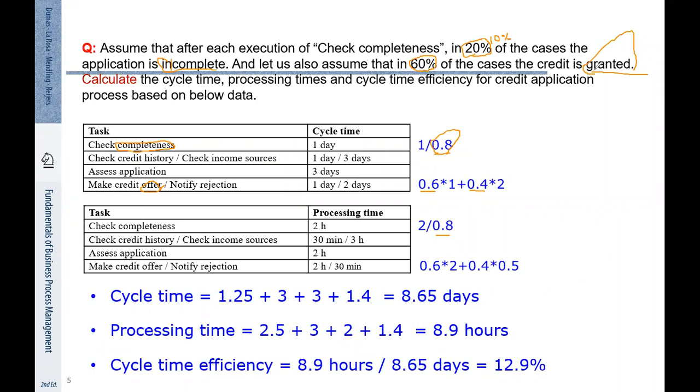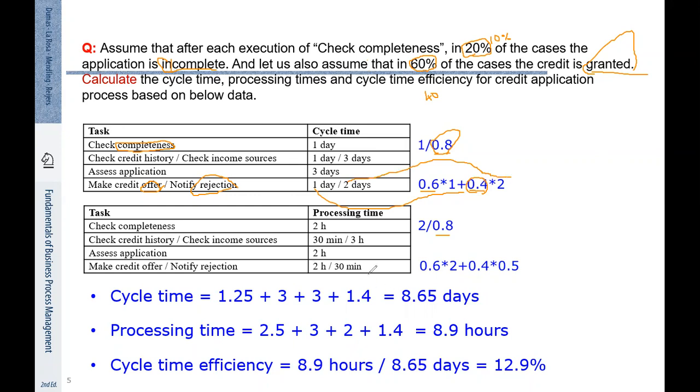Okay. So which means that the 60% is offer. So here you have to take 60% as 0.6. You have to multiply with 1 because of the 1 day for the offer. You multiply with 1 here. Okay, but how about the rejection? 40% is going to be rejected, because 60% is offer, so 40% will be rejection. So 40% is 0.4 here. This is for rejection. Rejection will take the 2 days. So multiply with the 2 here.